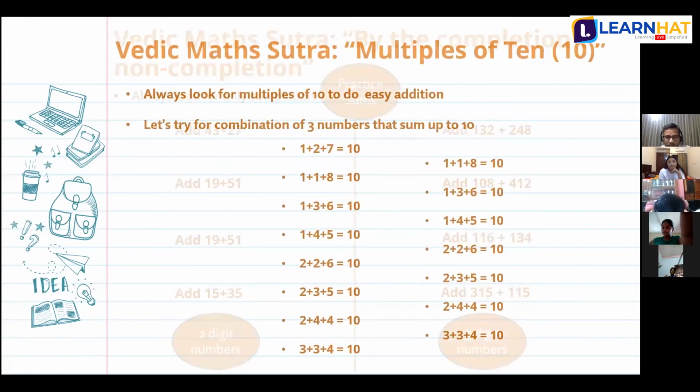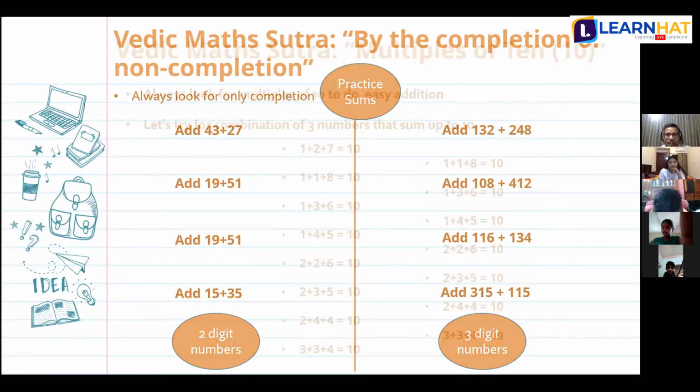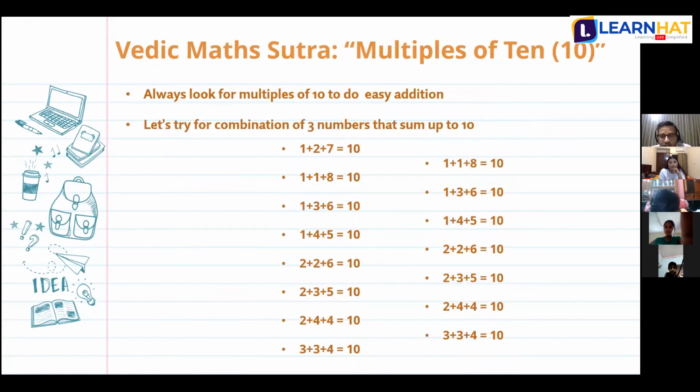Okay, the next one is multiples of 10. Clear? So what is this multiples of 10? Always when you're doing your mental addition through the Vedic Math method, we should try to find multiples of 10. I've given it, right? The combination of 3 numbers that add up to 10. So when you want to get 10, what are the 3 combinations of numbers that will give you 10?